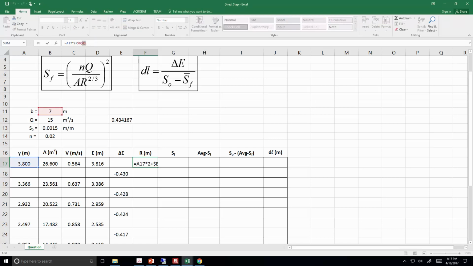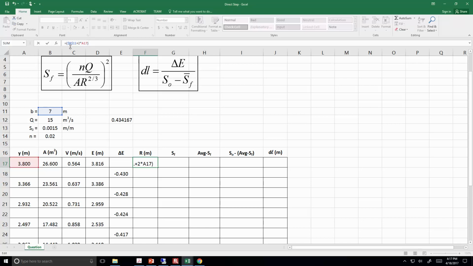Yeah, it's single, yeah, okay. So it is the width plus 2 times the depth. Okay, yeah. That's the wetted perimeter, yeah, okay. So we've got the wetted perimeter, and now we have to have the area divided by that. Thank you, yeah. I really did stump myself.